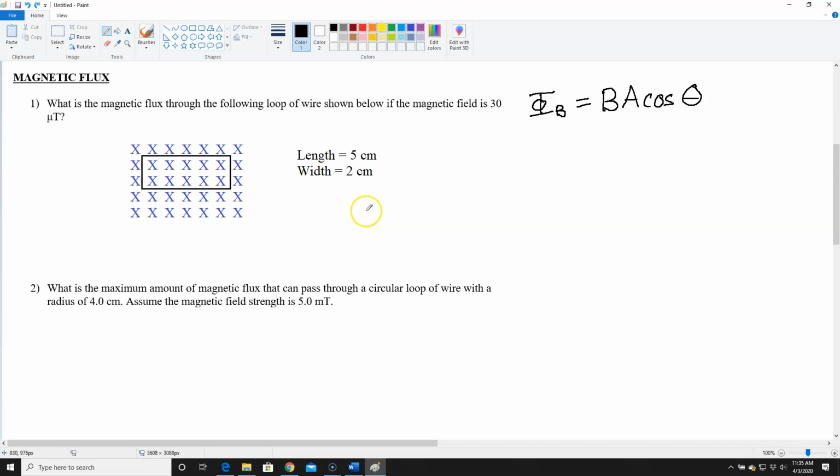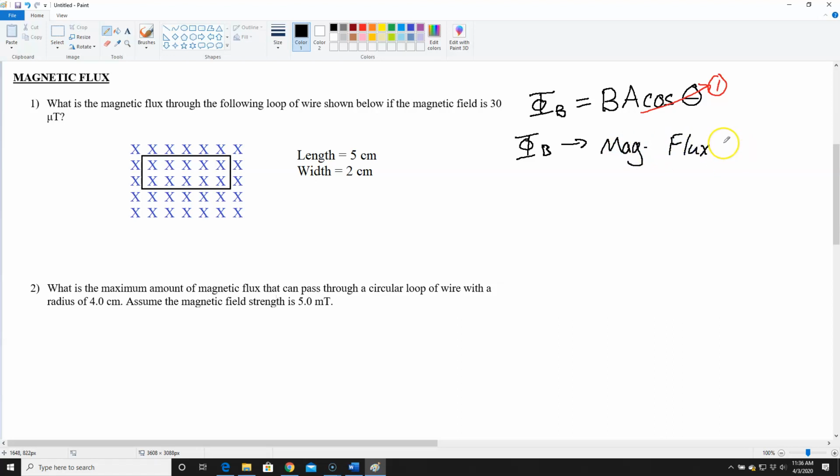If I continue to rotate it another 90 degrees, we would be back in this position. So for the most part, we're going to just call this cosine theta equal to 1 because we're looking to maximize things. Once again, to identify our variables, the iota with the subscript b is magnetic flux.